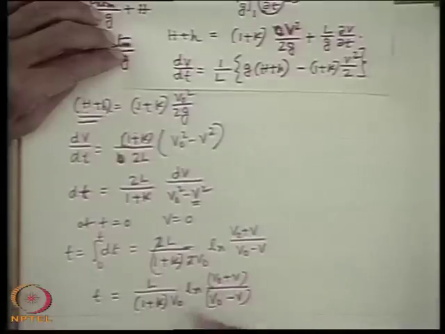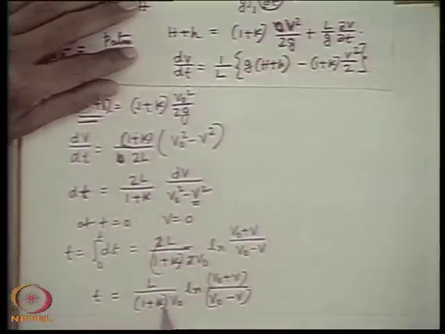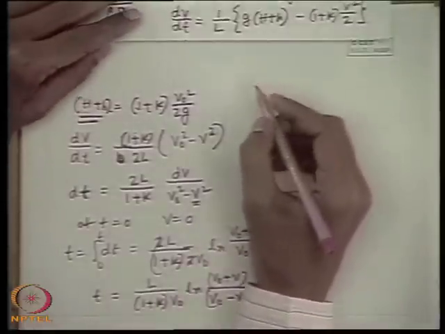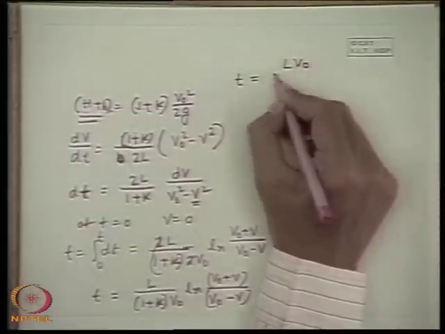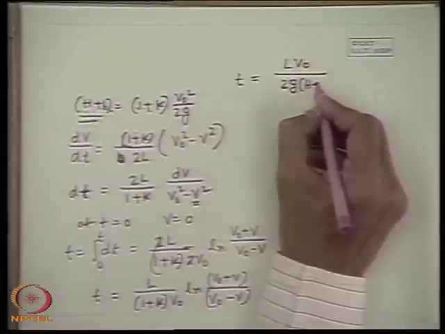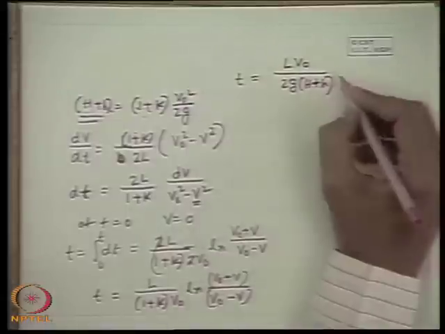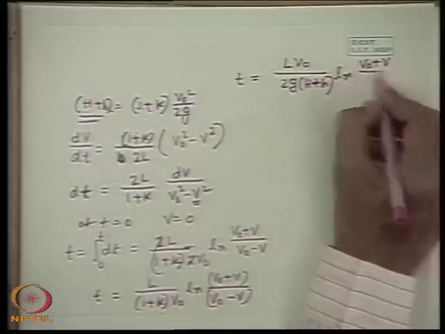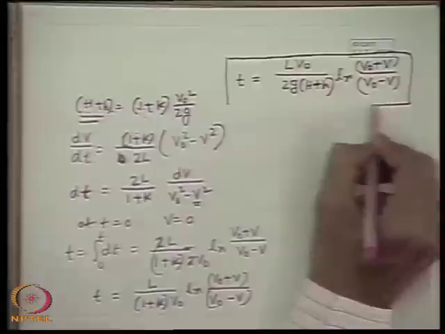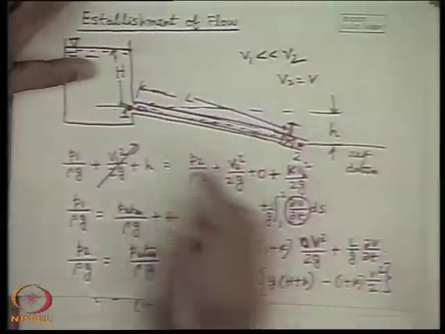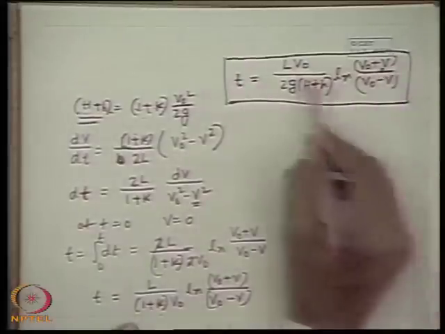Now, to eliminate the k factor, again I substitute 1 plus k as 2g (h plus H) by V0 square. Then, if I replace this, I get t is equal to L V0 by 2g (h plus H) into ln (V0 plus V) divided by (V0 minus V). So therefore, I see this is the expression for time taken for this liquid column to attain any velocity V from 0, where V0 is the steady state velocity.